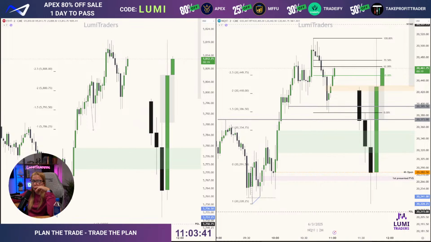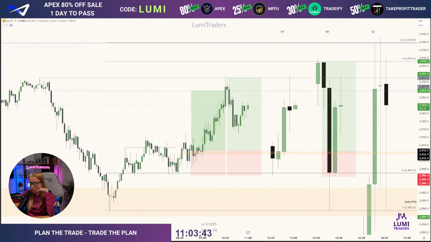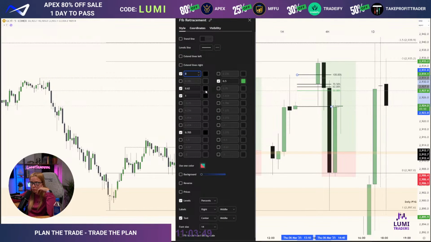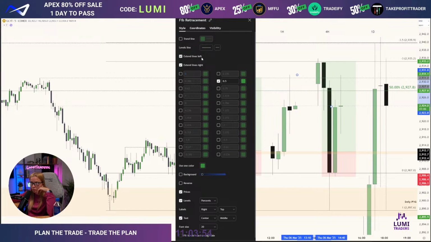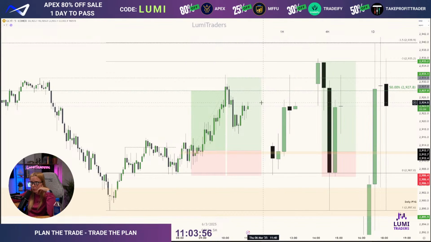Oh, okay. Let me switch. On gold, I would like to see the test of 50% of this hourly wick. This means it is somewhere right here. Then change in the state of delivery, and if it may create this on 5-minute chart, then short.